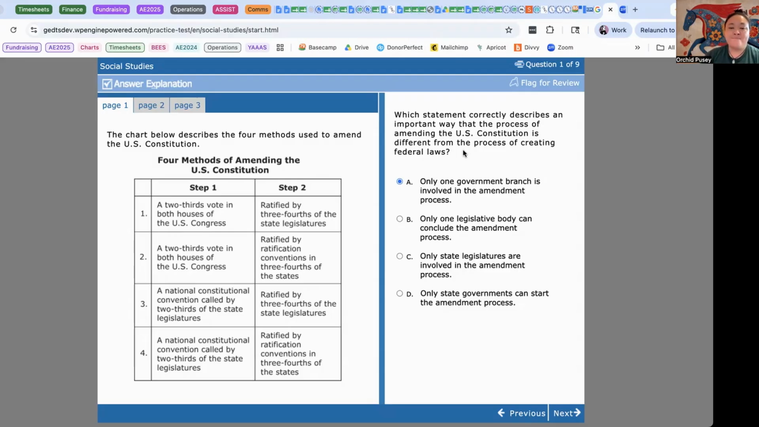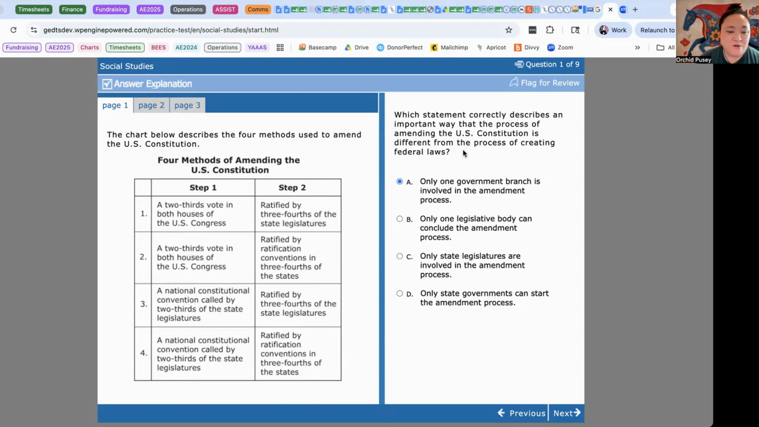Let's keep going. Option B, only one legislative body can conclude the amendment process. We can see in step 2, the second part of each of these four methods, 3/4 of the state legislatures have to be on board. That's a lot of legislative bodies. That's not just one legislative body. 3/4 of the states have to have their own legislative bodies say yes. So it's not B.